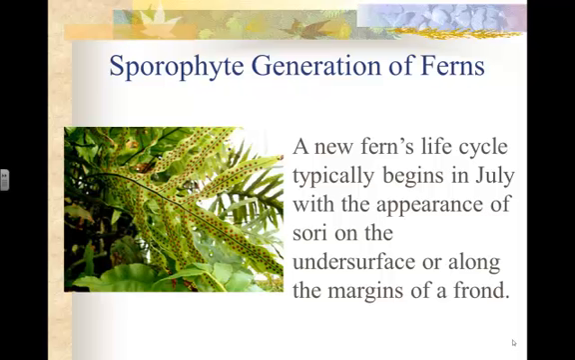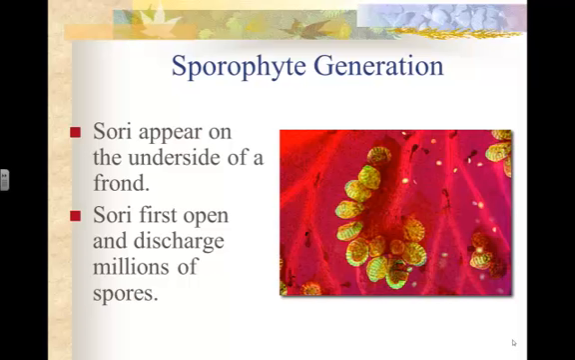And they have an alternation of generation as well. So they have a sporophyte generation, which are the sori, and if you can see the back of that frond, all those light rust-colored dots, those are sori. And that's the fern's life cycle. It usually starts in July on a lot of the ferns. And what comes out of the sori then is going to be the spores. They're the spore makers.